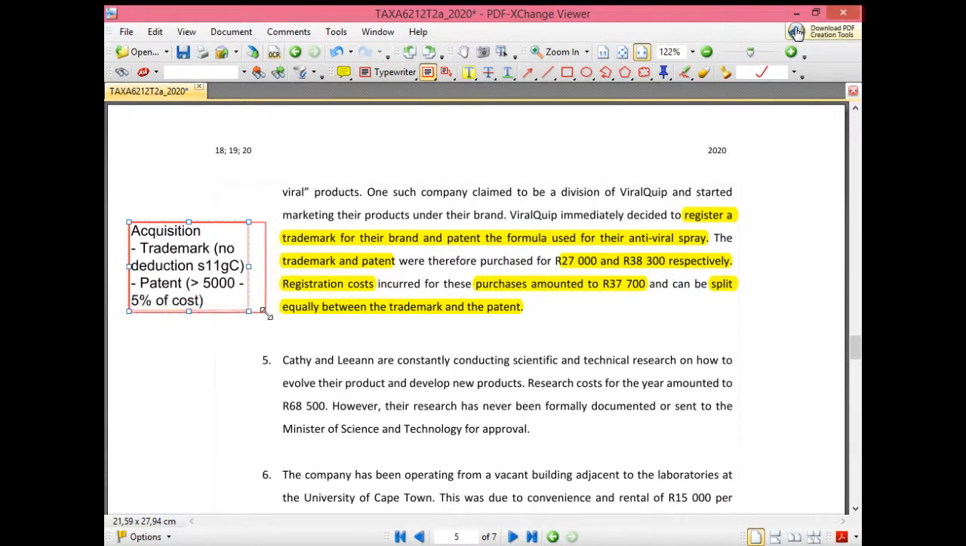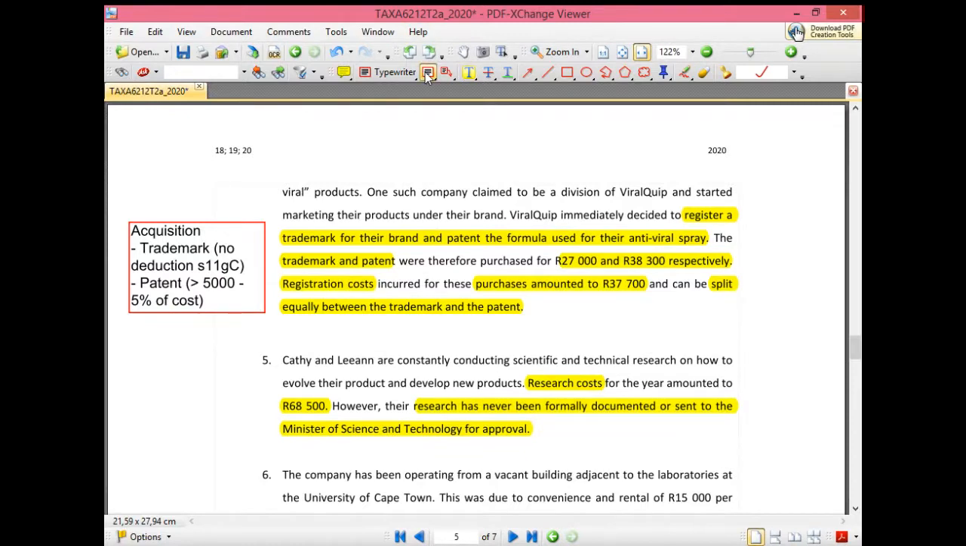So for this question, you had to see that there's a trademark and a patent. The one will be deducted in terms of the section, the other one won't be. Okay, then we move on to point 5. Then they tell you Kathy and Leanne is constantly conducting scientific and technical research on how to evolve their product and develop new products. The research costs amounted to $68,500. However, their research has not been formally documented or sent for approval.